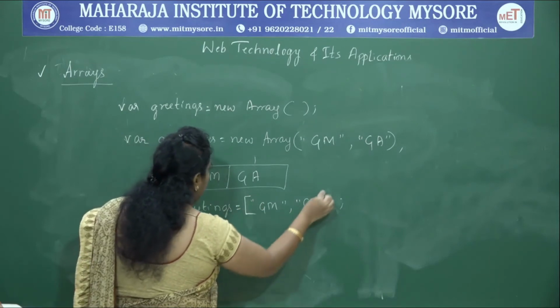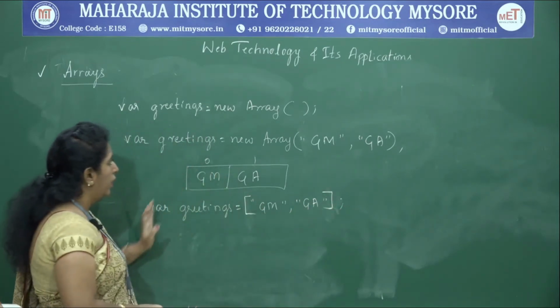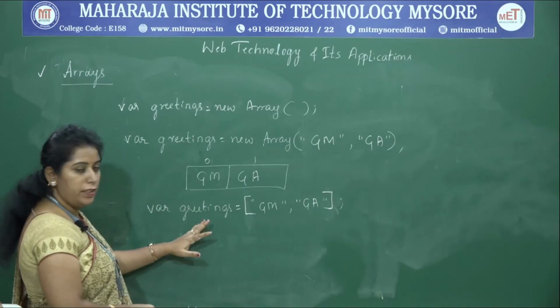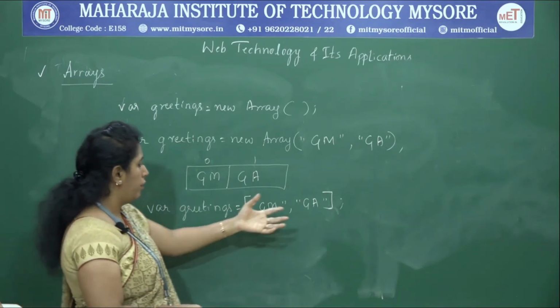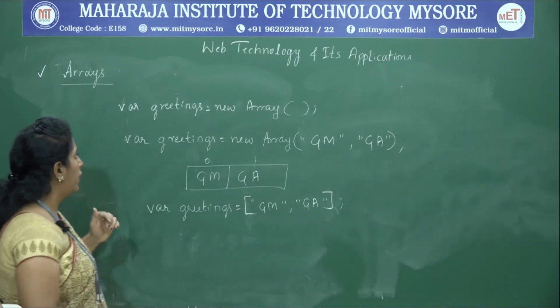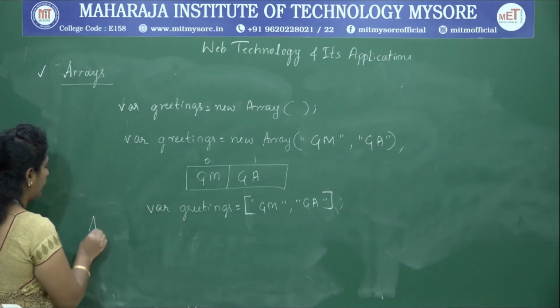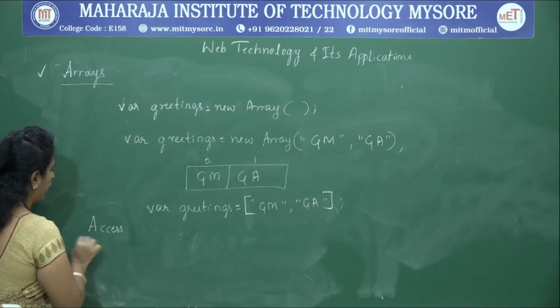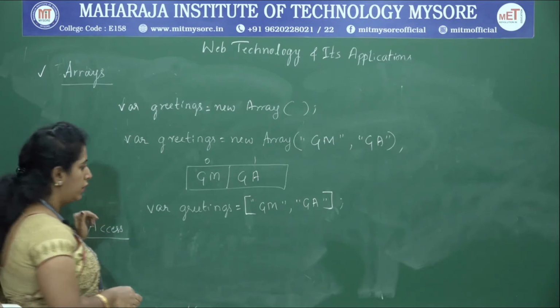Write it in this way using square brackets. The same statement can be written in this way using square brackets. It is going to work. So next is about how to access array elements.